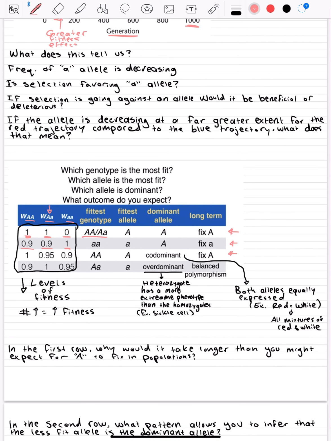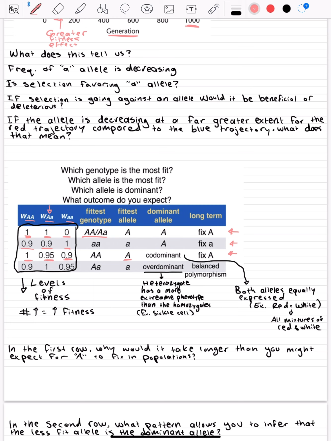For the third row, we see that the homozygous dominant individual has the highest fitness, followed by the heterozygous individuals, followed by the homozygous recessive individuals. So the fittest genotype is the homozygous dominant, and the fittest allele would be big A. The heterozygote has an intermediate fitness between the two. So in this case the alleles would be codominant, and codominance is when both alleles are equally expressed.